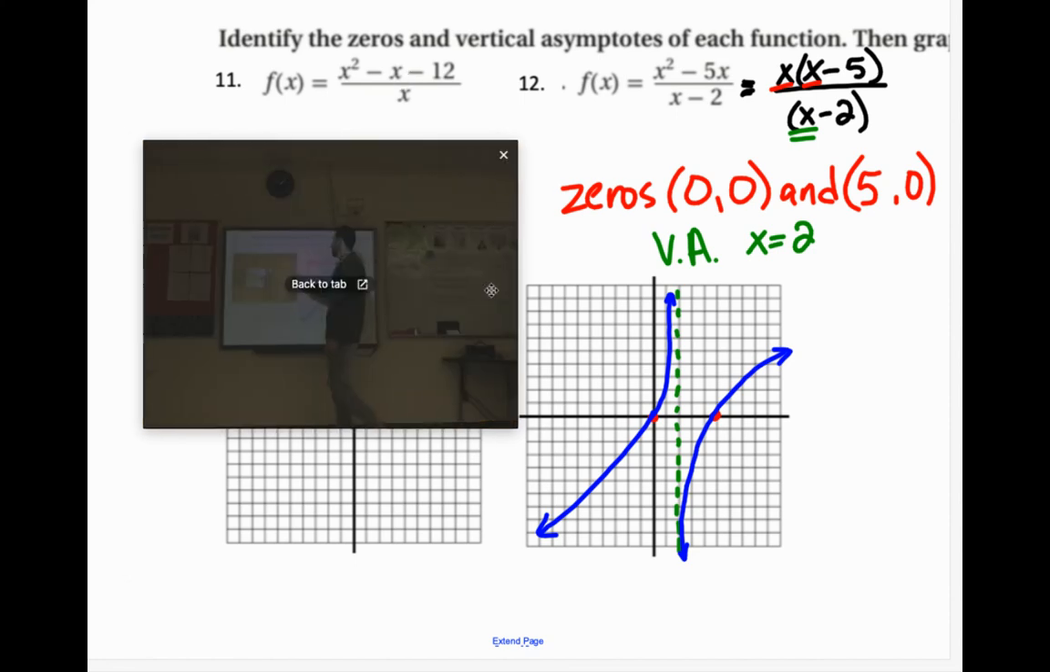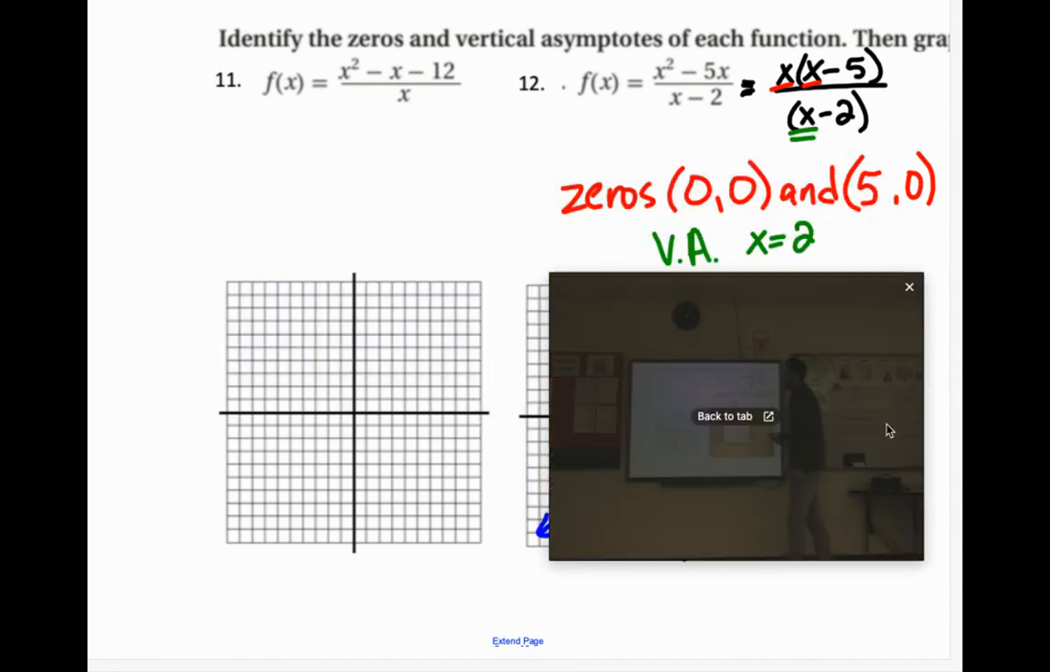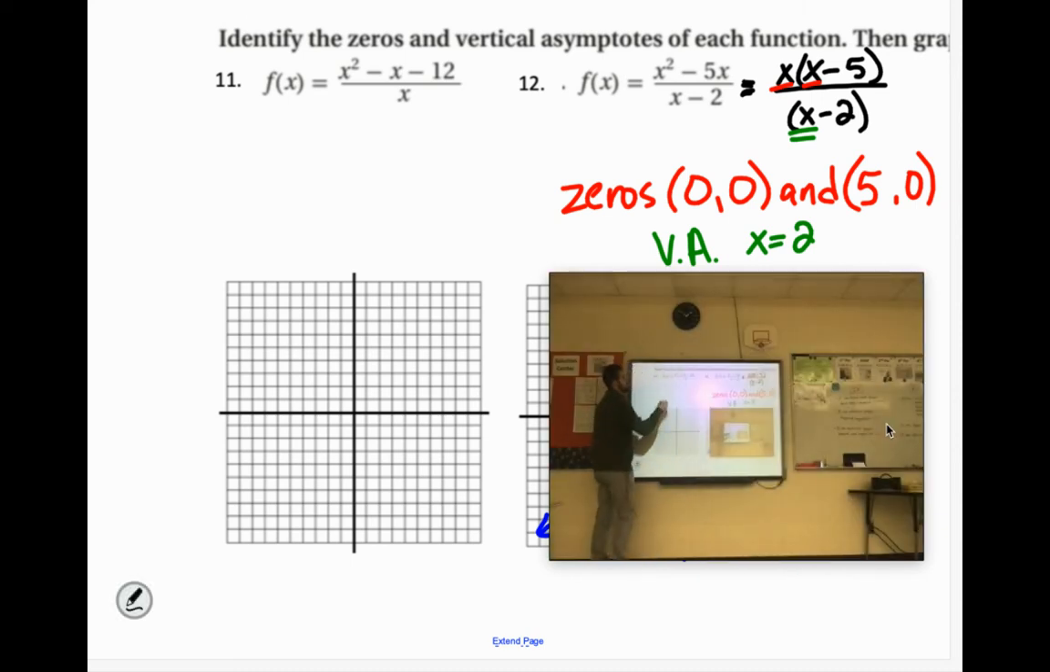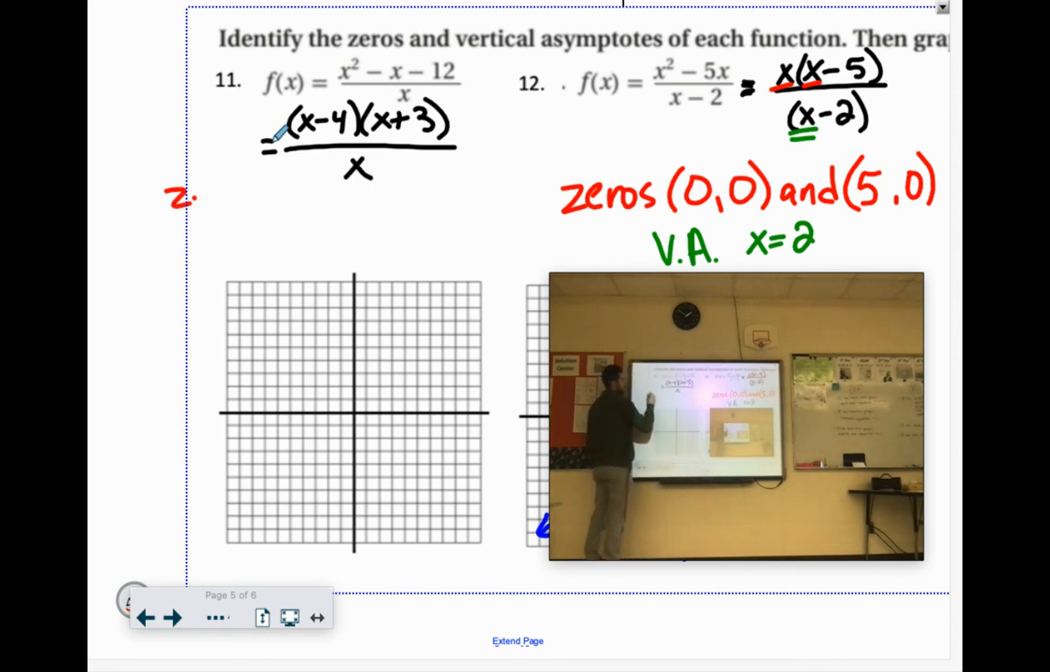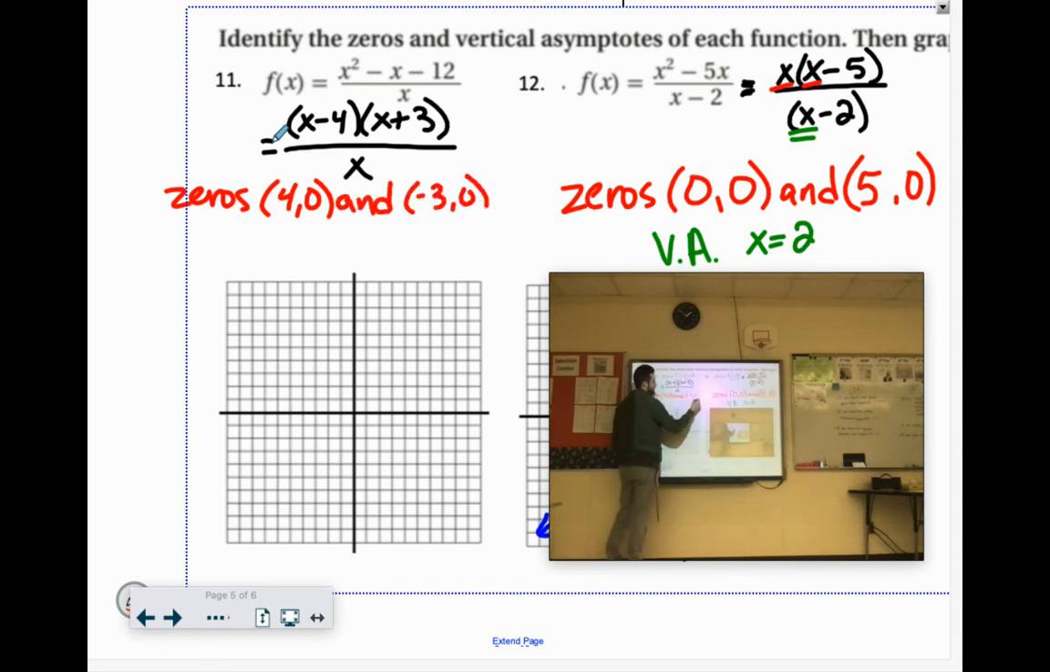We dare. All right, we got to factor the numerator. Factors of 12 that are 1 apart would be 4 and 3. So this would factor to x minus 4 times x plus 3 over x. As far as the zeros go, zeros, look at the numerator. It says x minus 4, so we're at (4, 0). And it says x plus 3, so (-3, 0).